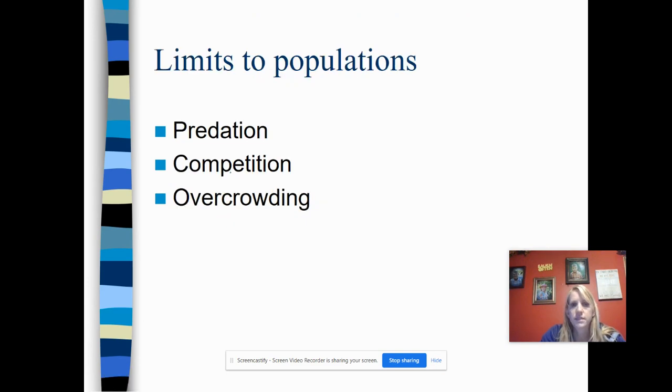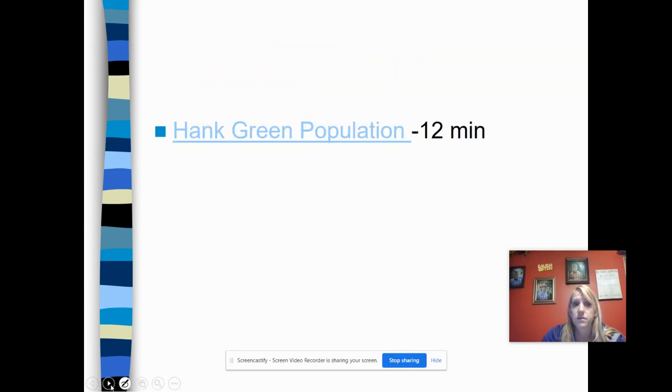All right, so these are examples of limits to population. Predation, density dependent or density independent? Dependent, very good. Competition, what would that be? Density dependent, good. Overcrowding, also density dependent. So all of these cause the population to go down, and they're all density dependent.